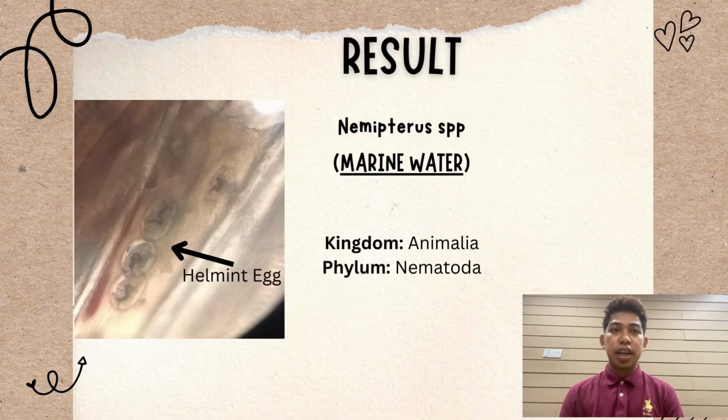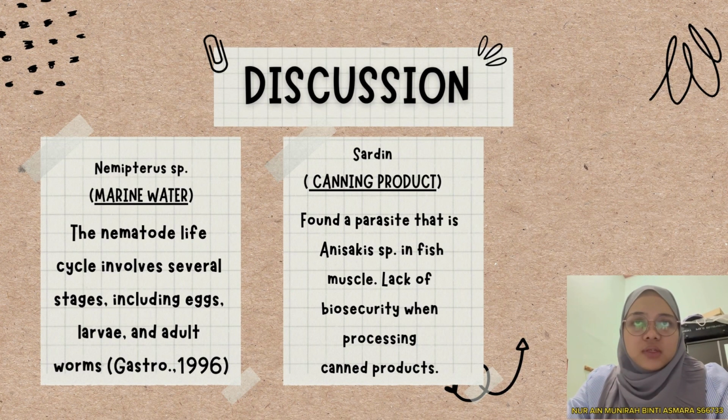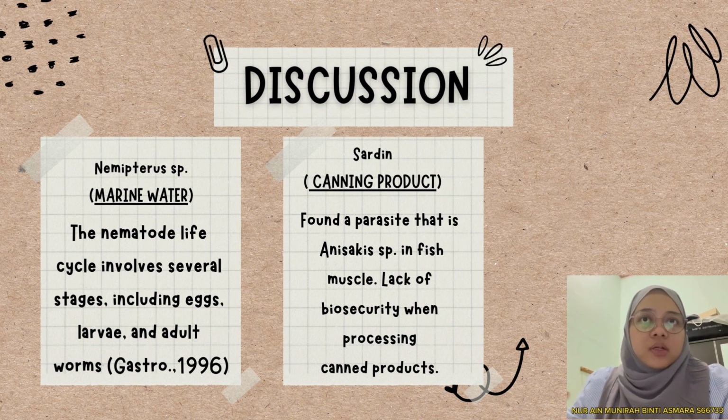For the result about the marine water Nemipterus spp., we just found the helminth egg. Next, for the sardine canned product, we found Anisakis sp., so we can see the head and tail. In the discussion of this laboratory, for the Nemipterus species from the marine water, there have been the nematode life cycle in several stages, including eggs, larvae, and adult worms.